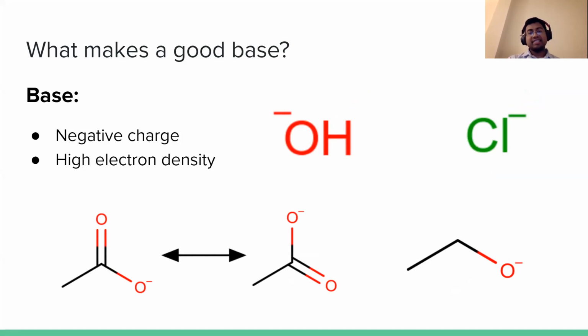If we're comparing acetate and ethoxide, both of them place a negative charge on an oxygen atom, but in acetate, the negative charge is actually shared between two oxygen atoms via resonance. That places a partial charge on each. In ethoxide, which is the molecule on the right, there's nowhere else for the charge to go. So the electron density at that oxygen atom is higher, and therefore ethoxide is a stronger base.